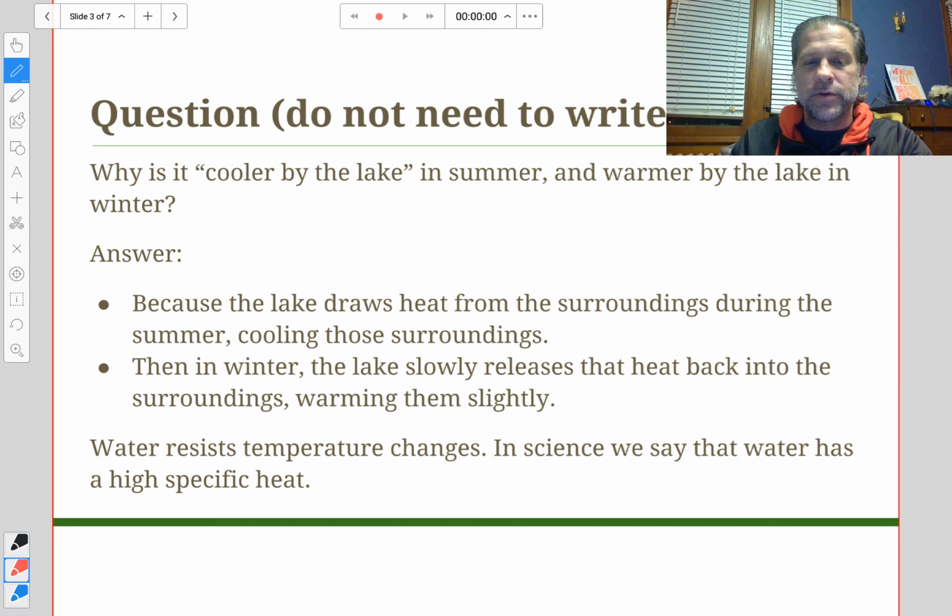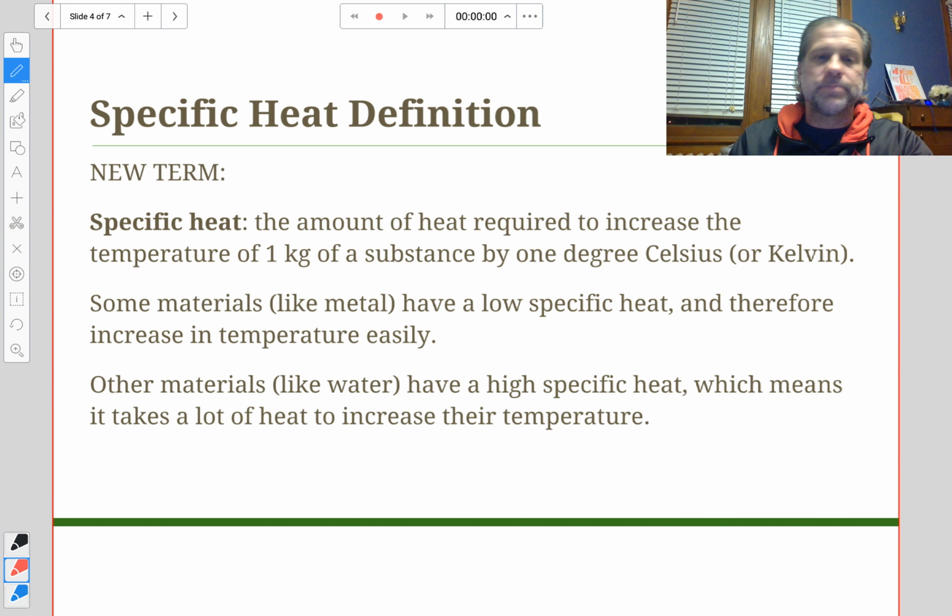Water is one of those objects that is special, and it resists temperature change. In science, we say that water has a very, very high specific heat, which is something we're going to talk about today. So, what is specific heat? I keep talking about it. Here's a definition. You might want to copy it down.